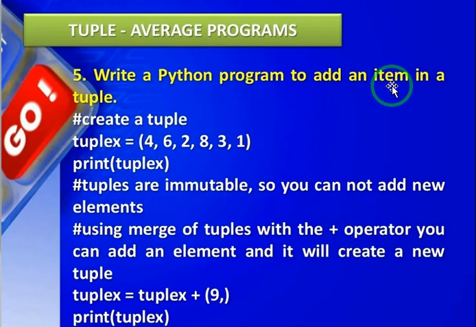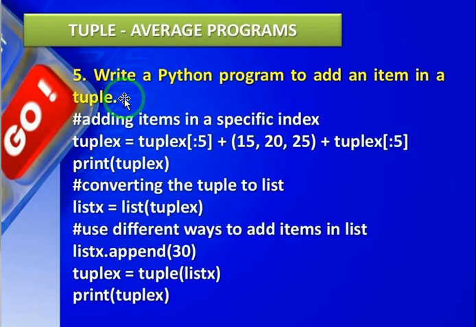How would we add an item to the tuple? Well, it's an interesting question, since tuples are immutable data types, so we cannot add new elements. We can merge tuples with the plus operator to add an element, and it will create a new tuple. So we write the initial tuple equal to tuple plus the new number which we want to add. Notice that after the number to be entered, we add a comma. That is the way to add an item to a tuple.